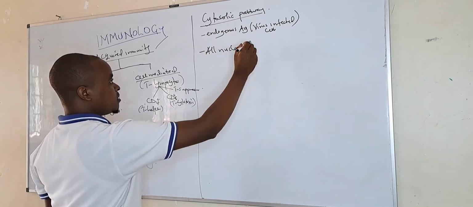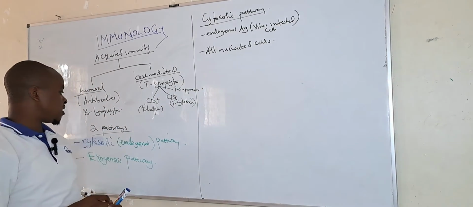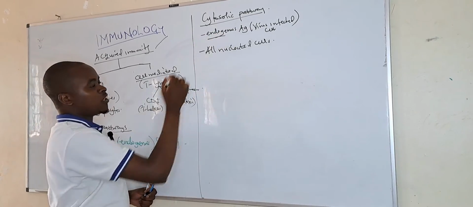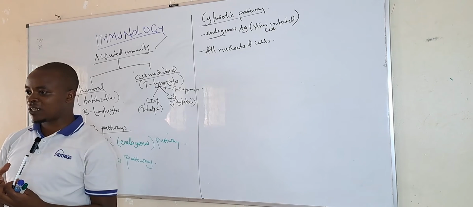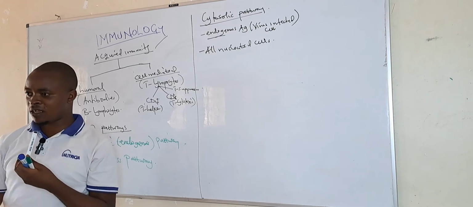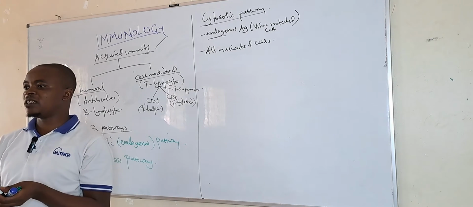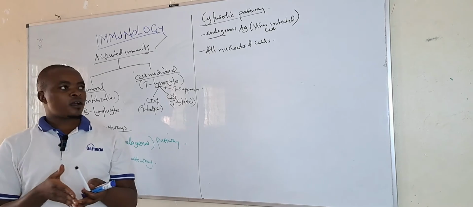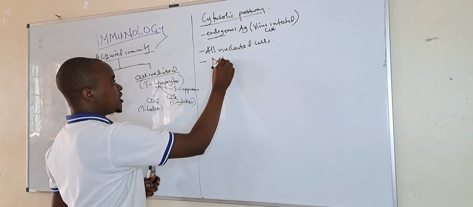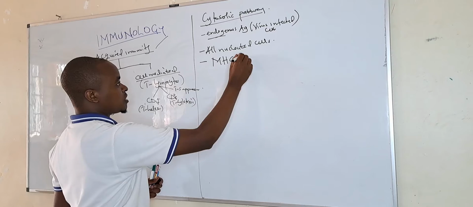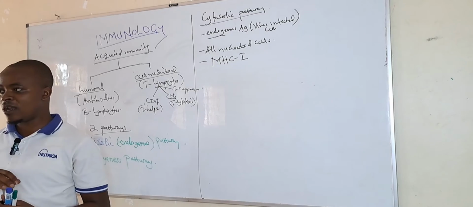Any cell that is nucleated is involved in this cytosolic pathway. That's why we call it endogenous, because it deals with tumor-infected cells and viral-infected cells which are already inside, not in the extracellular fluid. And in this pathway, another requirement we shall need is major histocompatibility complex, and here we use type 1.